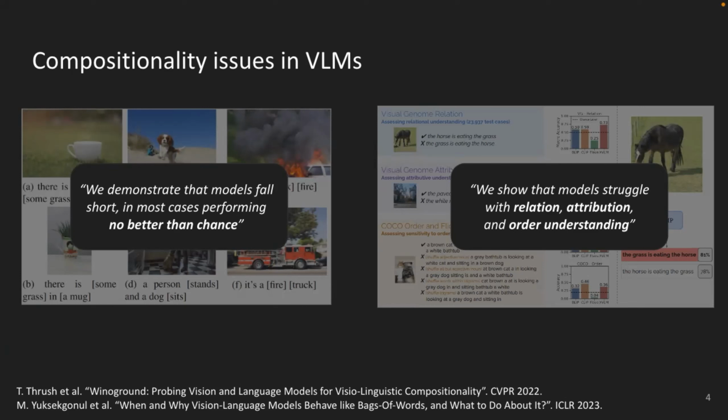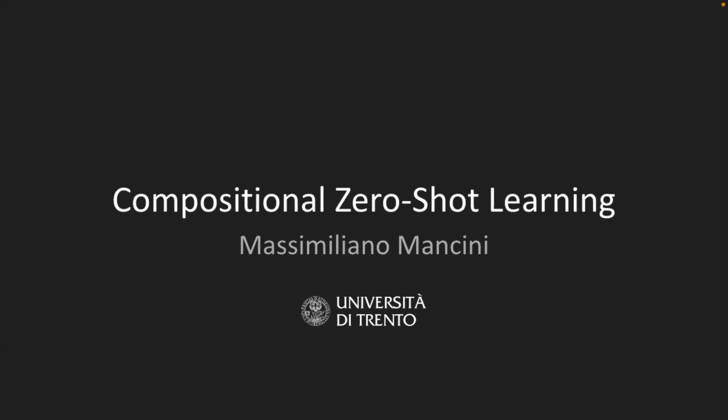So I gave you probably a bit of motivation for the talk. I will not talk exactly about these problems, but I will talk about compositional zero-shot learning. This is probably an even simpler setting, but it's good to study some of the properties that we would like to have for a classification model in a compositional space.